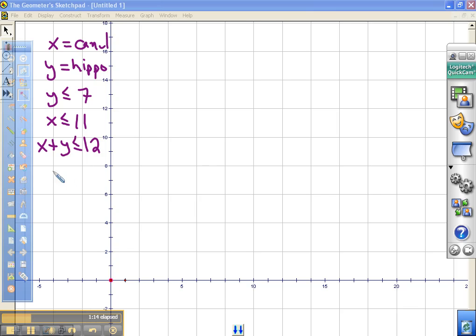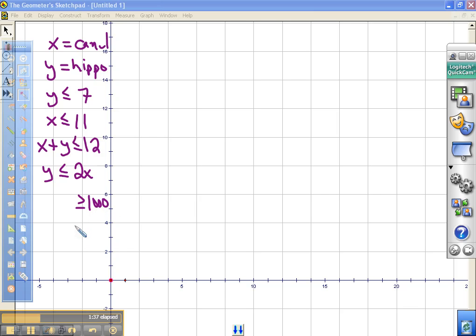Sales: the number of, and I like to write these as I do them, the number of hippopotamuses manufactured, that would be y, must be no more than, which would be less than or equal to, 2 times the camels. So there's number 3. Number 4, labor.